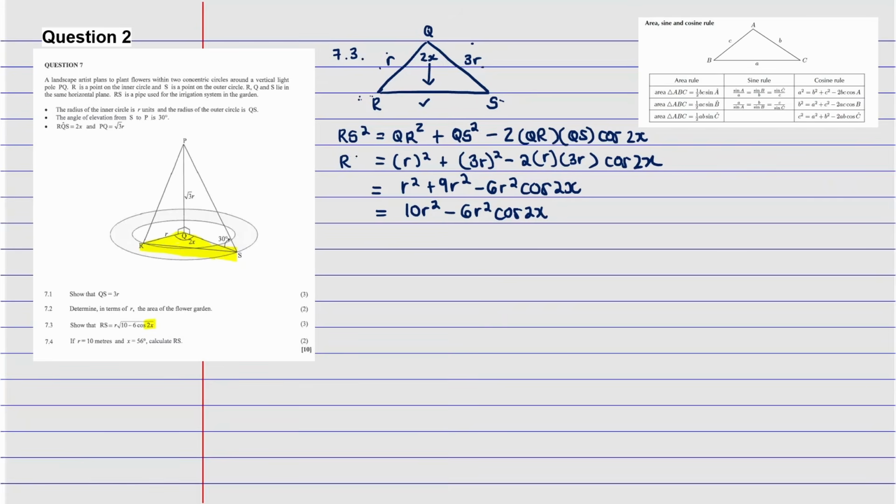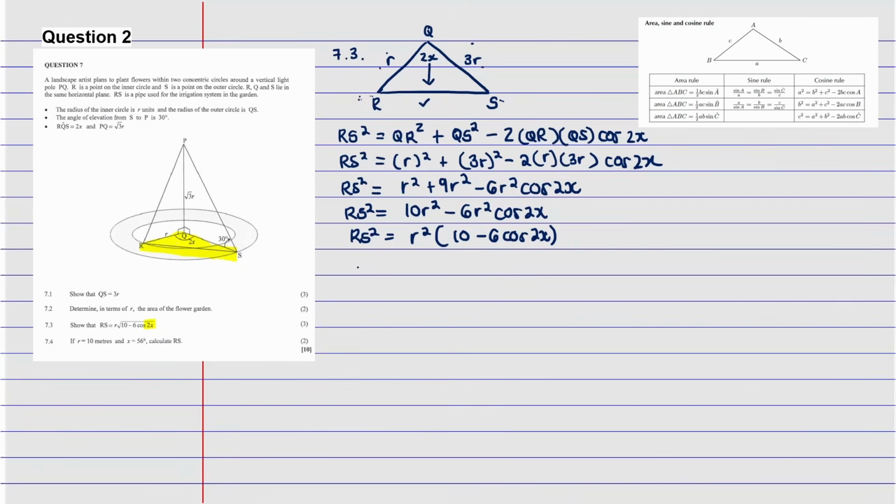So this is going to be R squared, then this is going to be RS squared, right? So now we're going to take out R squared as a common factor, so RS squared is equal to R squared, open bracket, we're going to have 10 minus 6 cos 2x, right? So now with that sorted, right, this is going to be what?